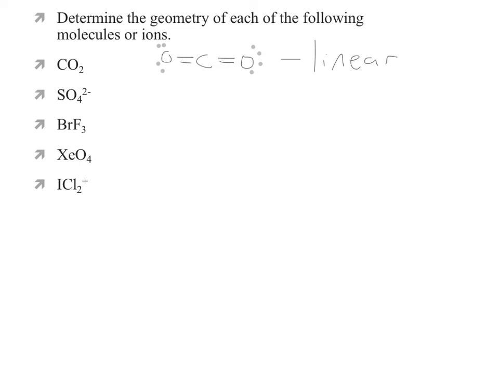The total number of regions is still 2. There's one region here, there's a second one there. There are 2 regions. The electron pair arrangement is still linear as well, or the orbital geometry. When we do SO4 2-, let's go ahead and go through those calculations.